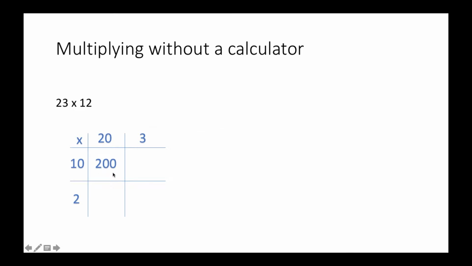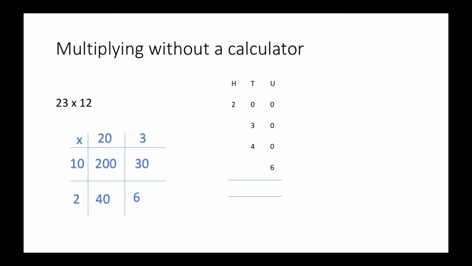Then we're going to do 10 times 3. If you don't know that 3 tens are 30, again, 3 times 1 is 3, and we'll just add 1 zero. Here we're going to do 2 times 2, which is 4, and add a 0, 40. And then 2 times 3 is 6. So now all we're going to do is add all of those together.